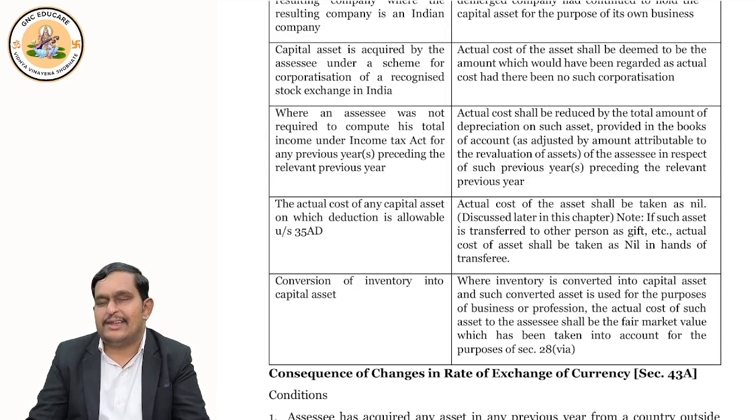Then for section 35AD assets, cost is nil. And for inventory converted to capital asset, in the furniture example we gave, fair market value becomes the cost on which you can claim depreciation. So that was a quick recap we tried to do. Now let's continue with conversion.